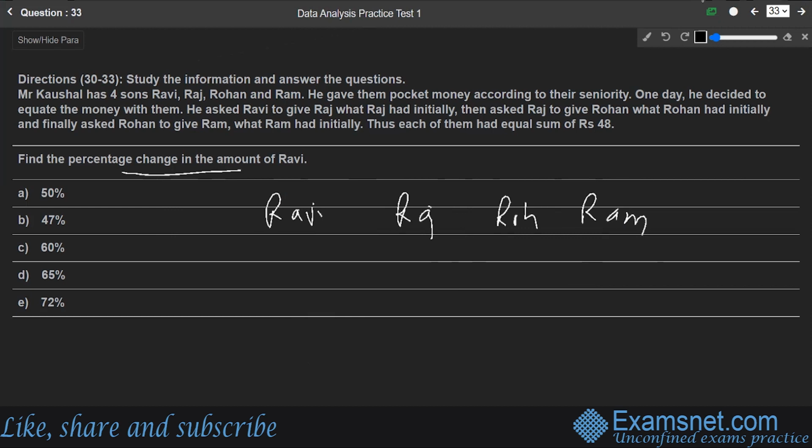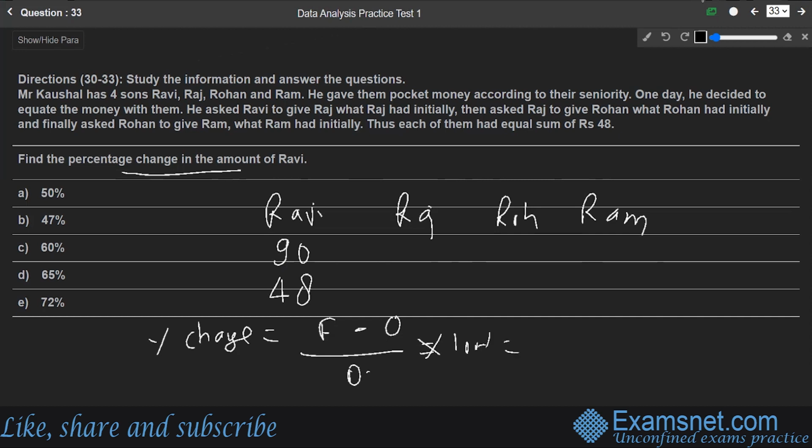Okay, the amount of Ravi initially was calculated as 90, and the final amount of Ravi was calculated to be 48. We have to find the percentage change. Percentage change is always given by the final value minus the original value, divided by the original value itself, into 100%. So how much is the change in the amount of Ravi? The final value was 48, the initial value was 90, divided by the initial value into 100%.